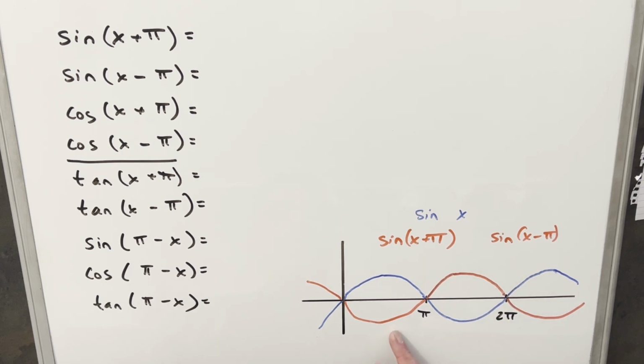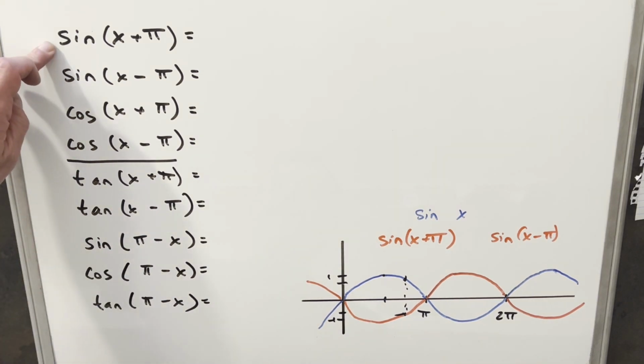The relationship to notice between the red curve and the blue curve is that it's just flipped. If this point right here is, let's say, pi over 2 and this is 1, well, for the red curve, this point is minus 1. At any point, if you look at the associated point, like if this point here is square root of 3 over 2, then this point here is going to be minus square root of 3 over 2.